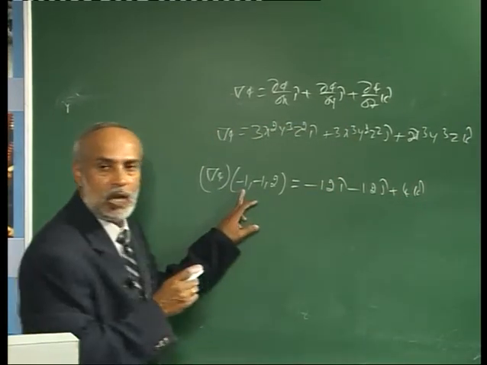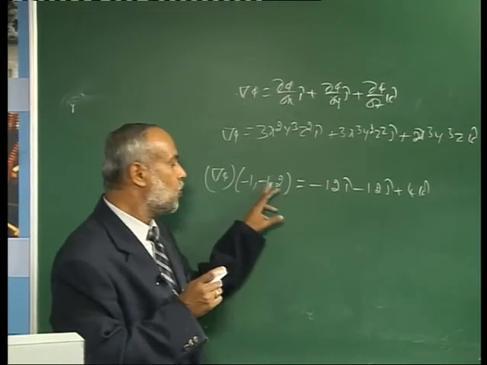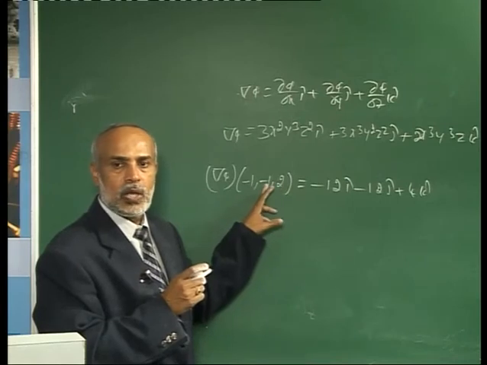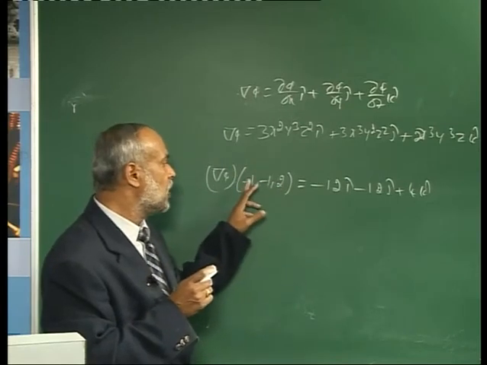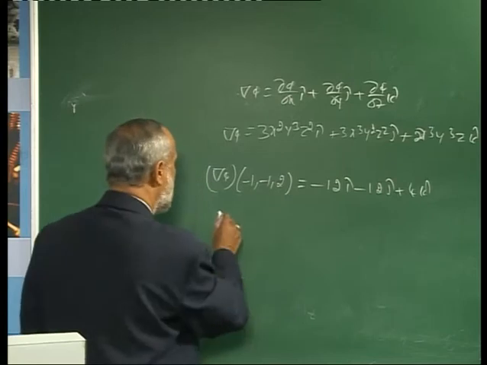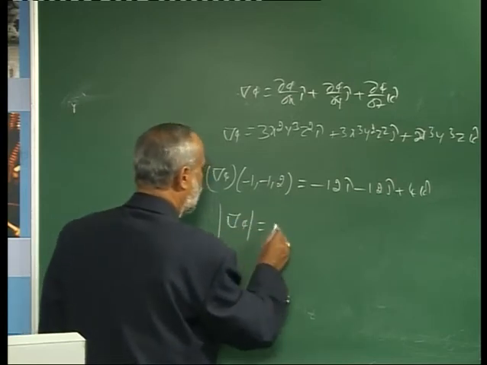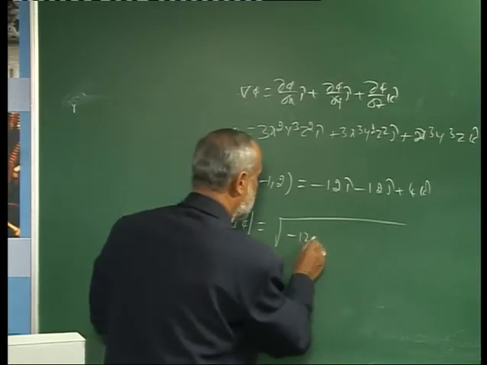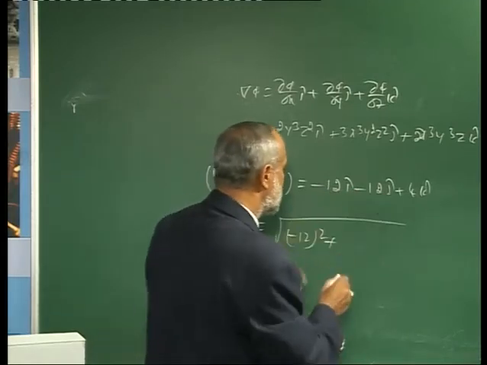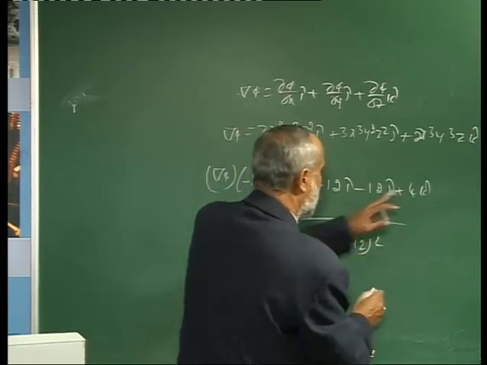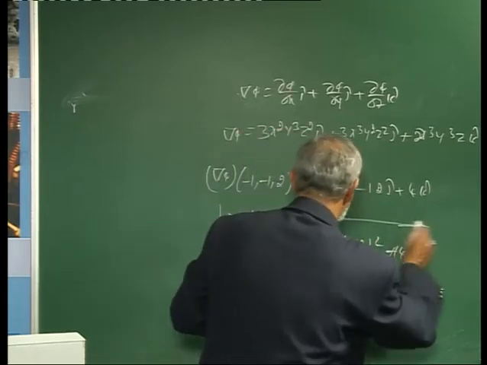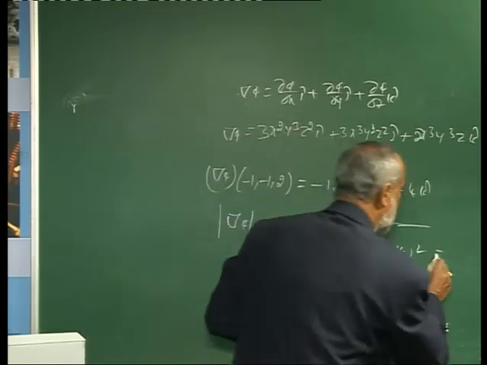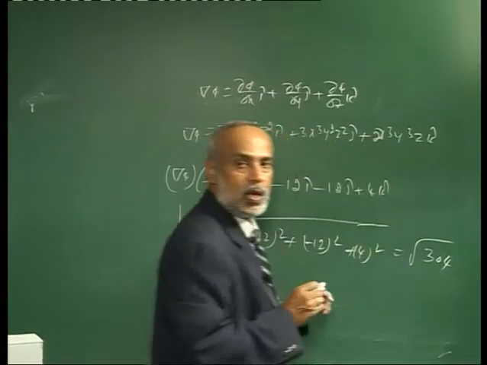This is after substituting the values -1, -1, 2. Now you can find the modulus of the gradient of phi, which equals the square root of the i coefficient, -12, whole squared, plus the j coefficient, -12, whole squared, plus the k coefficient, 4, whole squared. Then it becomes the square root of 304.